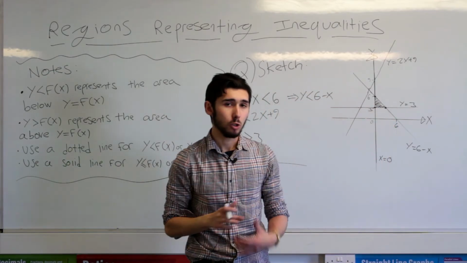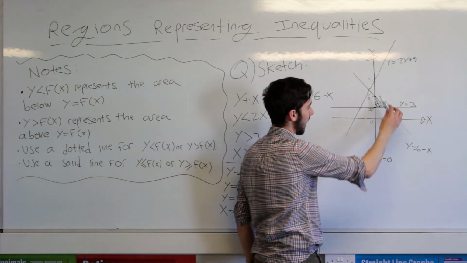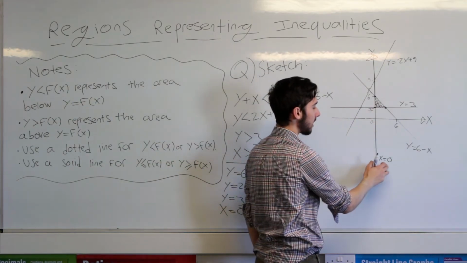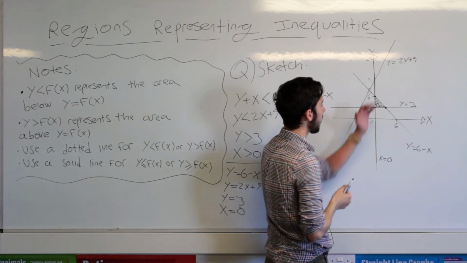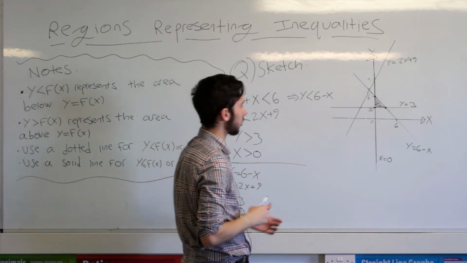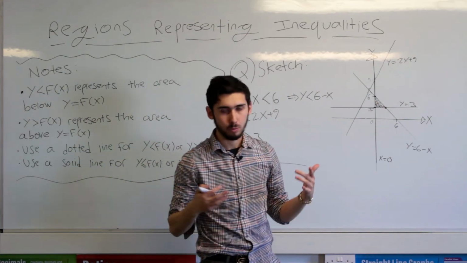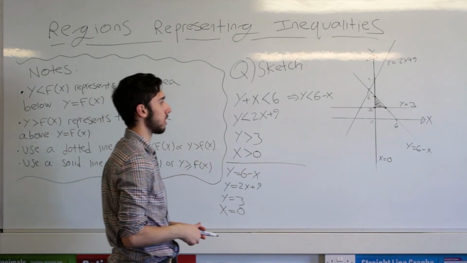If you don't believe me, you can just look at it and check. Are we less than 6 minus x? Yes. Are we greater than x equals 0? Yes. Are we less than 2x plus 9? Yes. Are we greater than y equals 3? Yes. That's the region. That's the only region that satisfies all of those conditions.